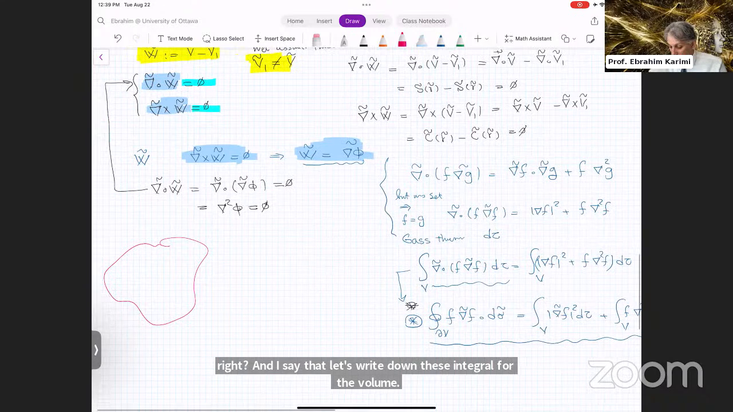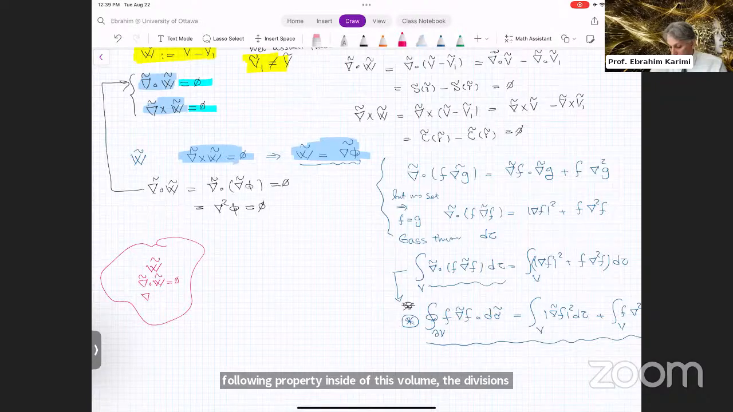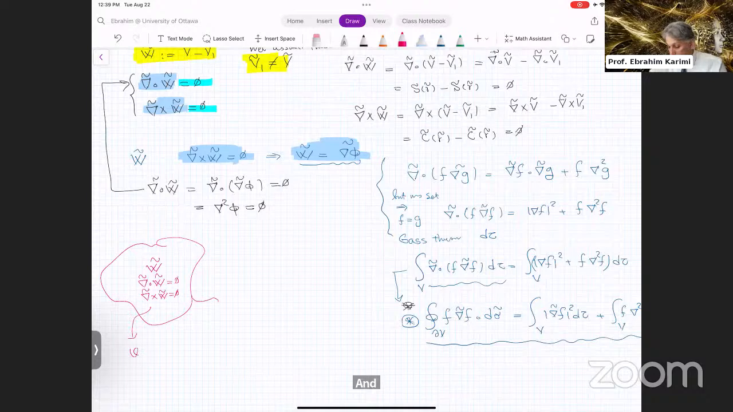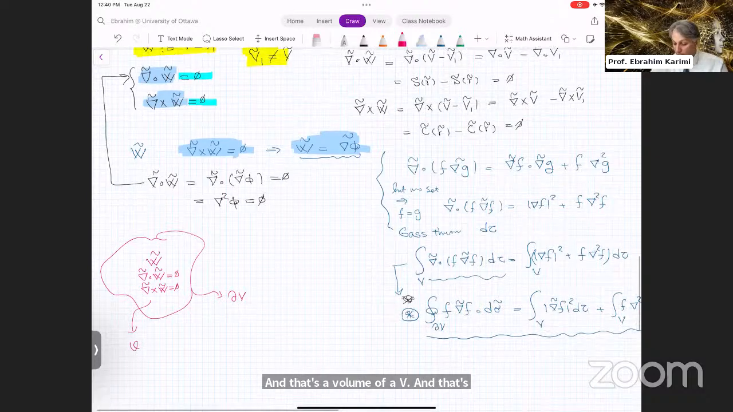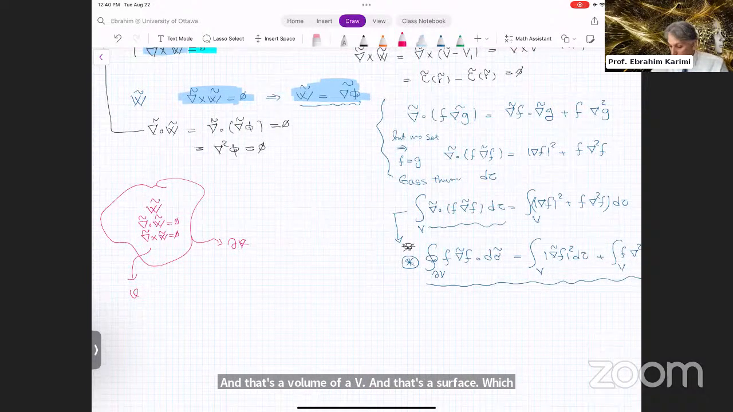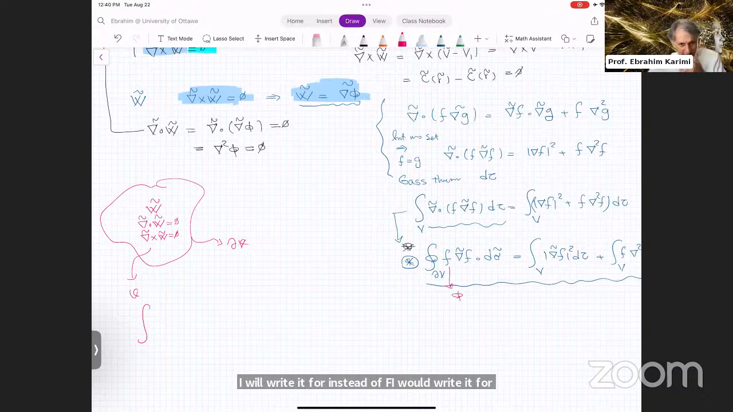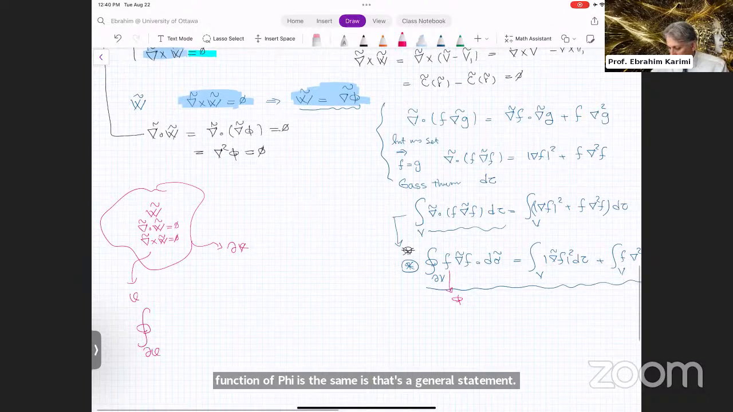This is the volume that I have W in, and this W has the following property. Inside of this volume, the divergence of W is equal to 0, and the curl of W is also equal to 0. That's a volume V, and that's a surface, which is given by the boundary of V. And writing the Gauss integral, instead of f, I will write it for a function phi. That's a general statement.